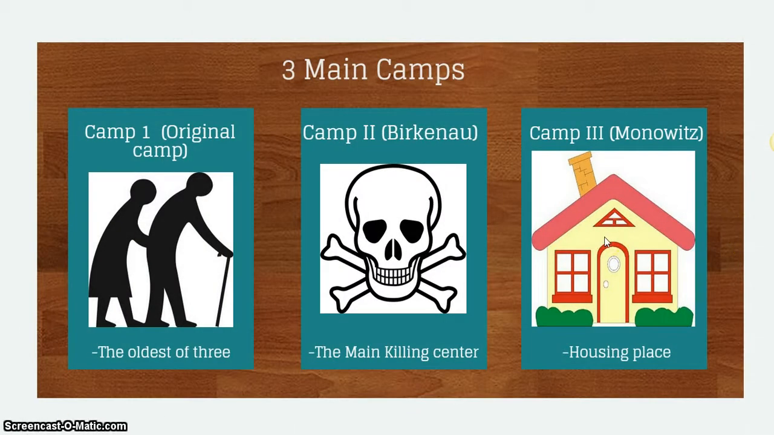Camp 3 was the last camp. It was made for more housing, and it usually housed forced laborers, and it was also a construction site.